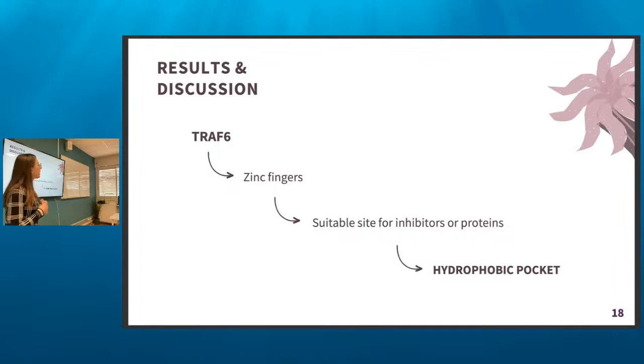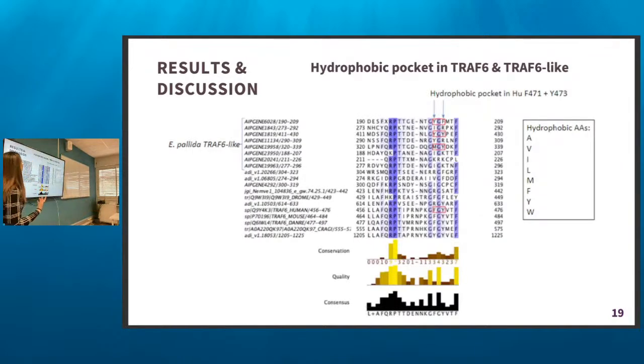Several studies have shown that TRAF6 in human has zinc fingers, which create a suitable site for inhibitors and or proteins to attach. This site is known as the hydrophobic pocket. In humans, the hydrophobic pocket of TRAF6 is comprised of two hydrophobic amino acids, and I don't remember the other name. I'm sorry for that. Here we have a list of hydrophobic amino acids, and any combination of these amino acids can create a possible hydrophobic pocket in these sequences.